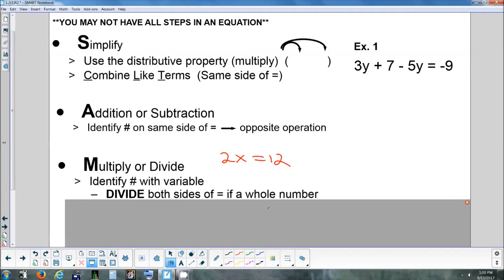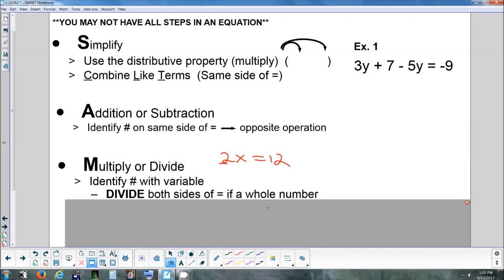And in this case, the problem I just wrote on the board would fit this first bullet. Okay. Divide both sides of the equation by that number. So what it means is that if the number attached to the variable is a whole number, right, not a fraction, then you just divide both sides by the number attached to the variable.